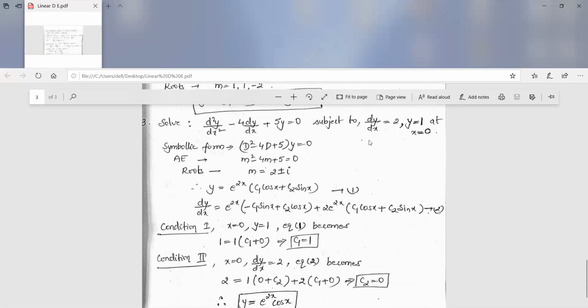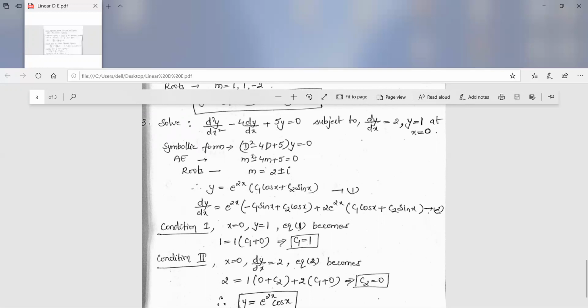Now in this problem there are some conditions given, some values are given. This is required to find out the values of constants which we get in the complementary solution. Every complementary solution contains some number of constants. So to calculate those constants, these values are given. Now we'll start the solution for this problem.